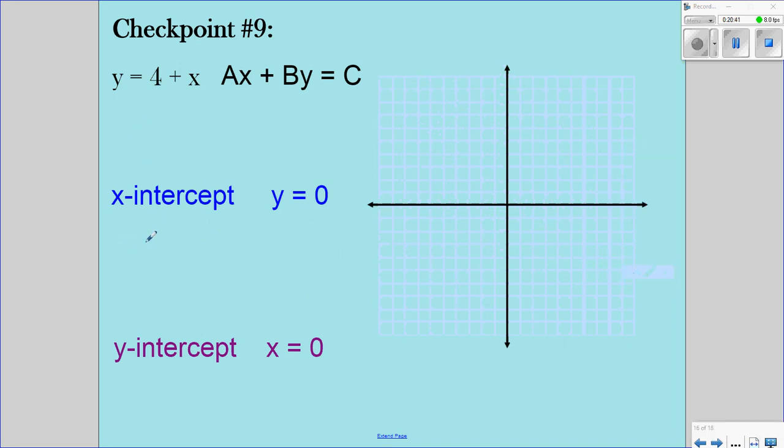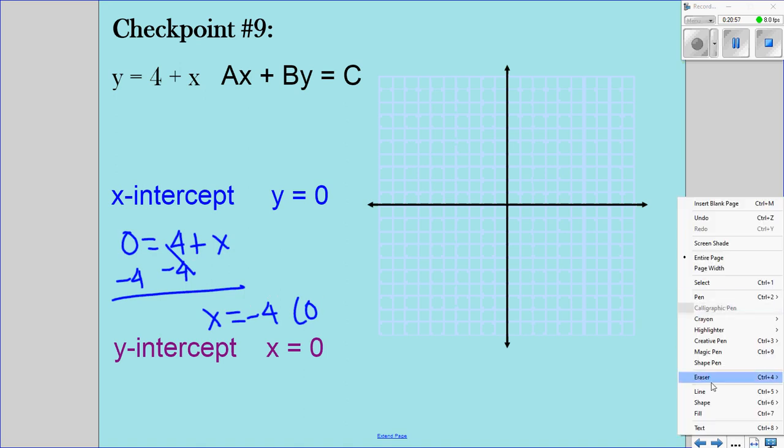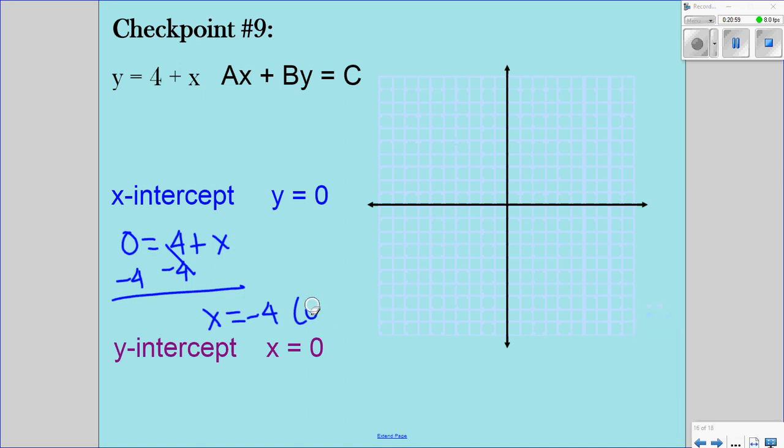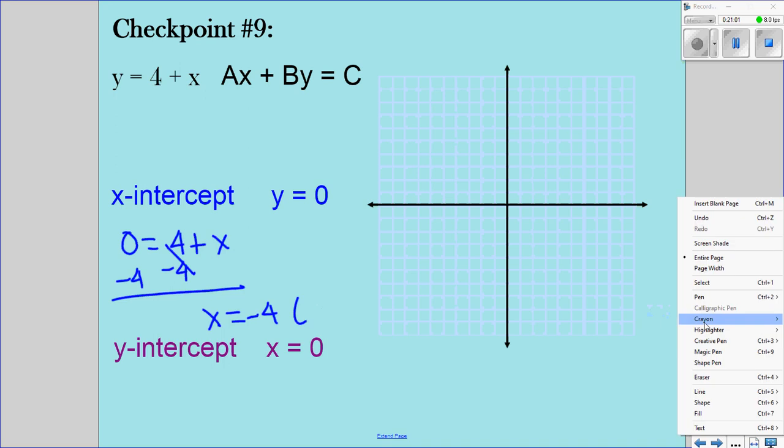Looking for the x-intercept. Y is equal to 0, so 0 equals 4 plus x. Subtract 4 on both sides. And then my x will equal negative 4, so that means my coordinate is, oops, that should be negative 4, 0. I went too fast. So negative 4, 0.